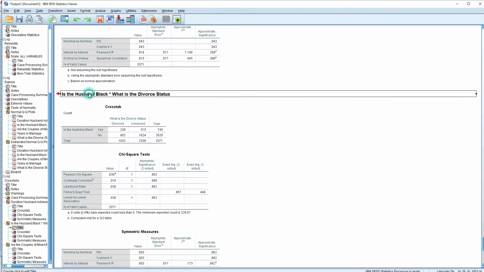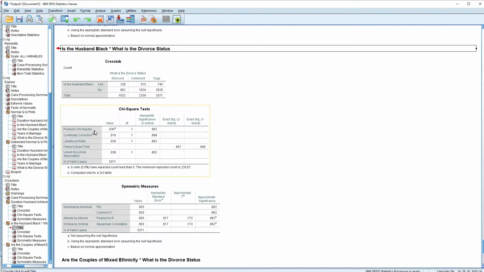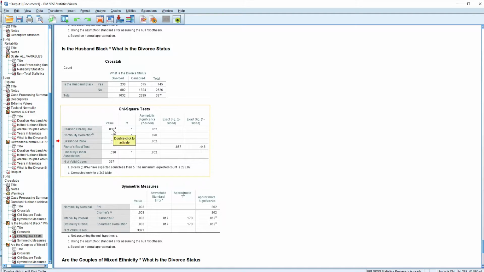We check also if the ethnicity of the husband affects the divorce status. So we go directly to the asymptotic significance value, which is 0.862. We find that this value is higher than 0.05, indicating that there is no association between the ethnicity of the husband and the divorce status. Therefore, there is no association between the ethnicity of the husband and the divorce status because the p-value is higher than the alpha value.